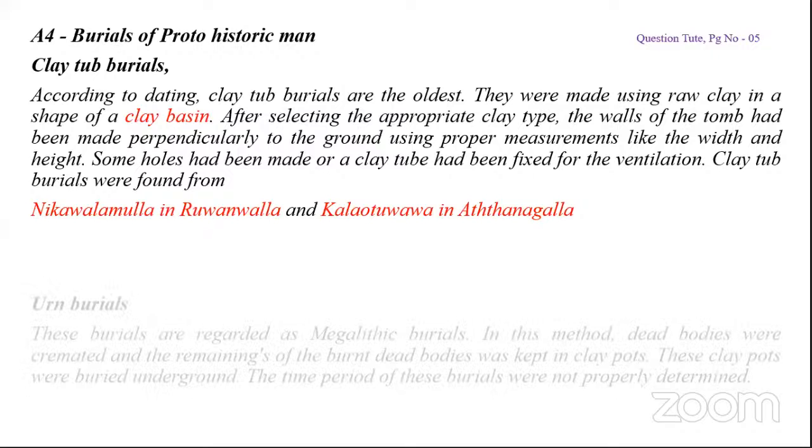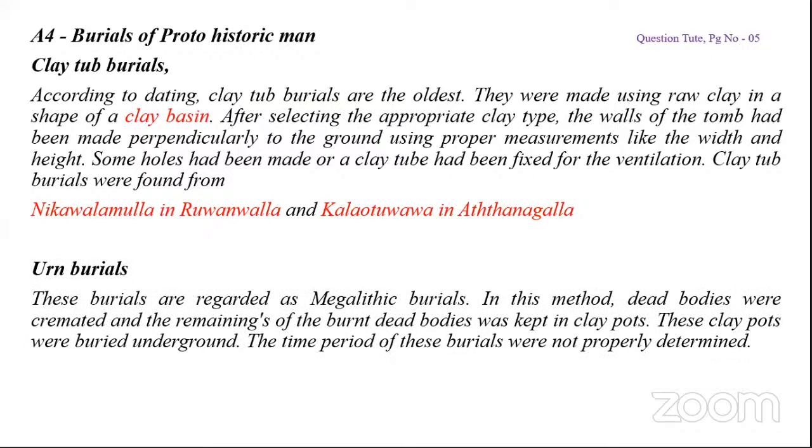Then the urn burials. We don't have that much to write about urn burials. These burials are regarded as megalithic burials. In this method, dead bodies were cremated and the remains of the burned dead bodies were kept in clay pots. These clay pots were buried underground, and the time period of these burials was not properly determined. Now see, if you are given a question to explain burials of the protohistoric time period, you just have to explain under these three headings: clay tub burials, urn burials, and cyst burials.